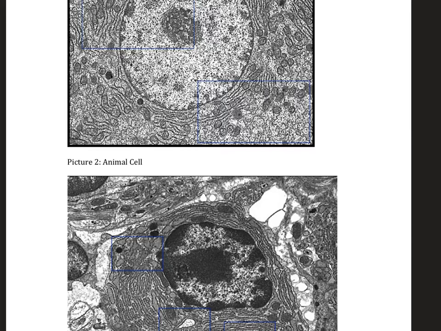Okay, so one of the more challenging things to do is looking at electron micrographs. Remember, these are pictures taken using an electron microscope, and you're trying to figure out what you're actually looking at. With these, I've told you it's an animal cell, so now you need to look for some clues. It's pretty clear looking at this that this must be the nucleus.